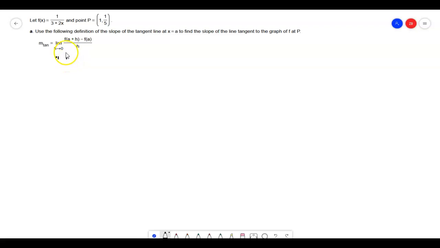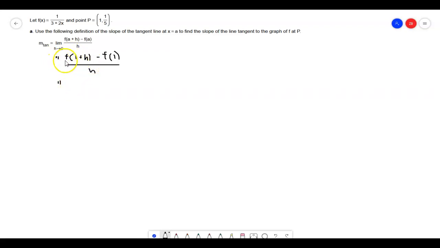So we're going to have f of, instead of a, 1 plus h. And remember, we can either do this step in the beginning if we're only going to find the slope for one point on this curve, or we can leave it as a if we want to generate an equation that'll give us the slope for any x value that we decide to put in. Then we're going to have minus f of a, so minus f of 1, all over h.